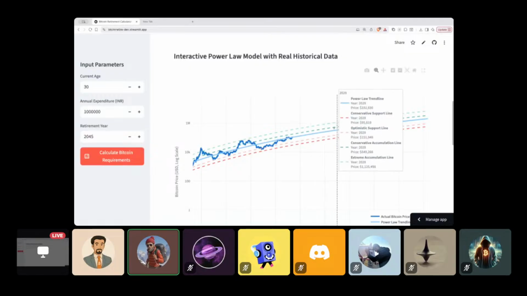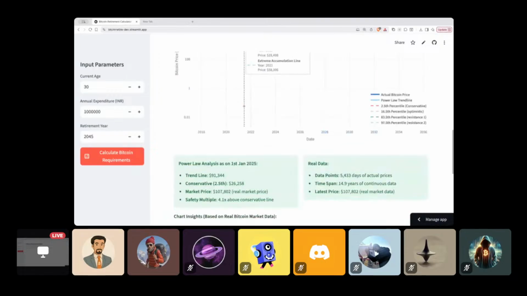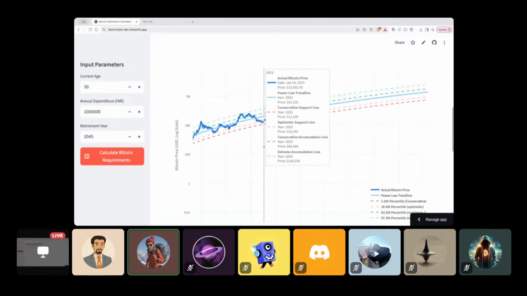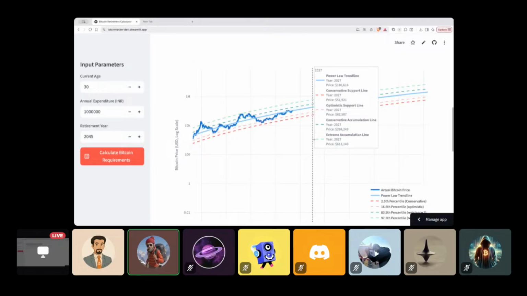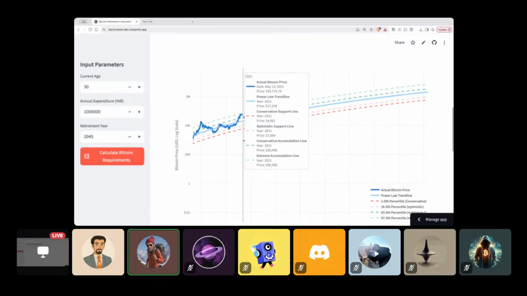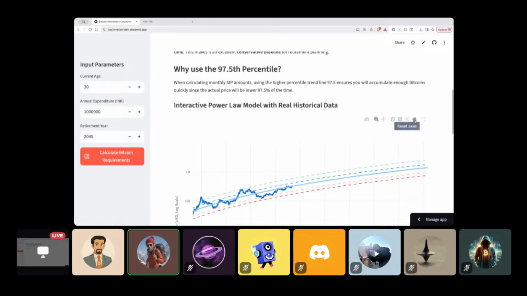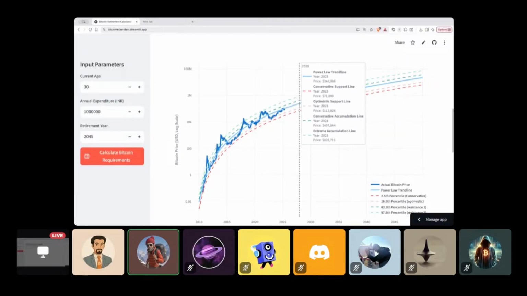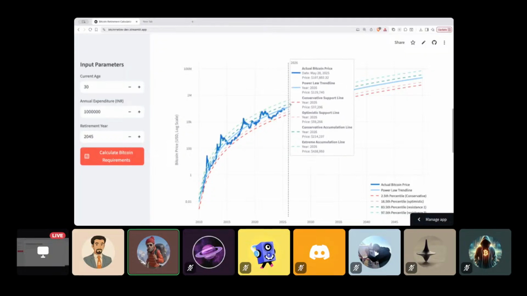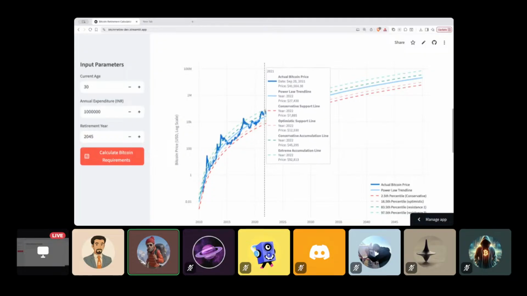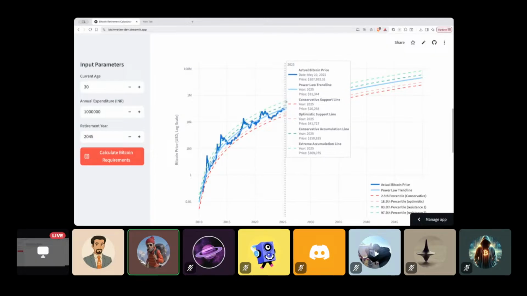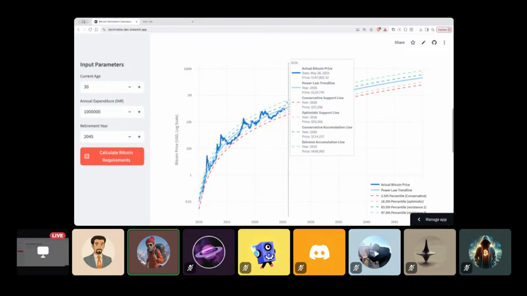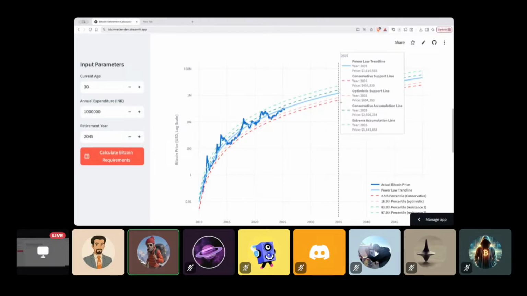So that is some basics about power law. And Bitcoin, in its 16 years of price history, has moved along the power curve. Although it experiences some extremes, it has maintained this movement above and below the power trend itself. So this is what we are trying to use for our calculator.